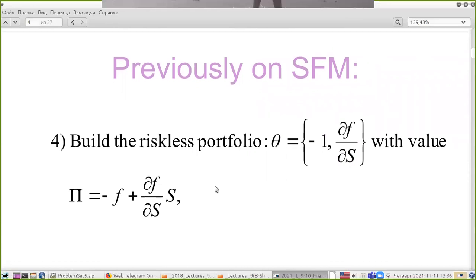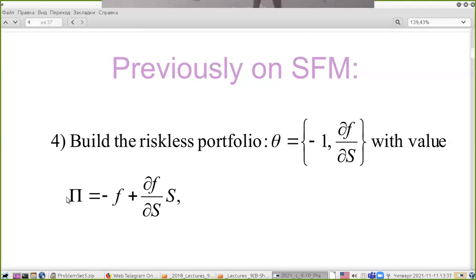The next step, we build the riskless portfolio. You remember on the previous lecture, yes? And this portfolio is a vector. It has two coordinates. The first coordinate is the number of options, and this number is -1, and minus means that we sell, not buy. The second coordinate is df with respect to ds, and it's the amount of stock.